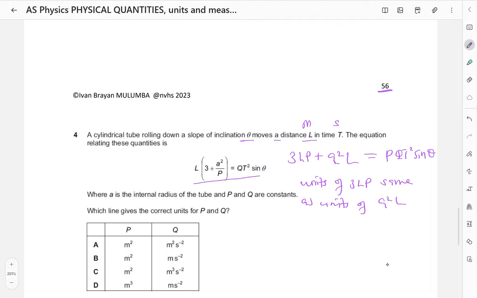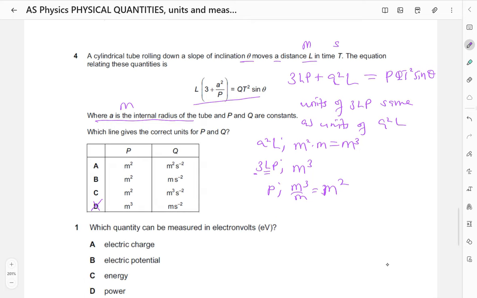So let's start with a squared, because a was distance, L was a distance, and t was time. A was the internal radius of the tube. So A has units as meters. So the units of A squared L are going to be meters squared times meters, which is giving us meters cubed. So it means the units of 3Lp should also be meters cubed, because we only add quantities of the same units. So since L is in units meters, then the units of P would be meters cubed divided by meters, which gives us meters squared. Because L is in meters, so the units of P, of course, 3 has no unit. You can't think of a unit for 3, it is just a constant. So it means the units of P are meters squared, so we eliminate D.